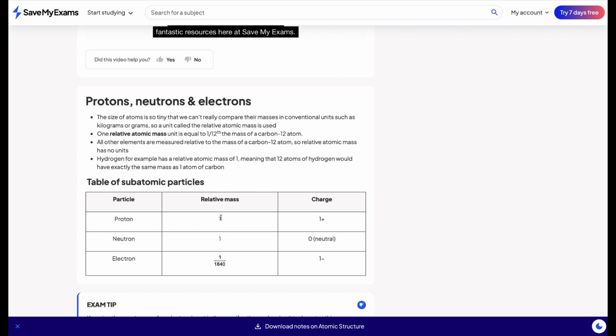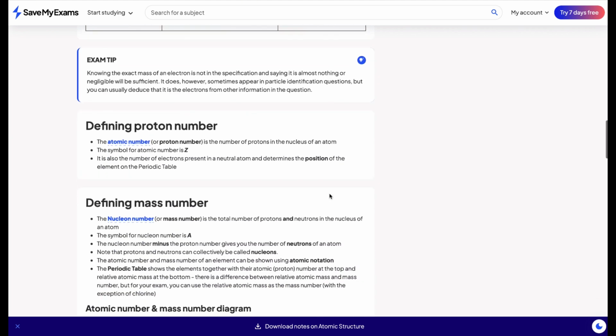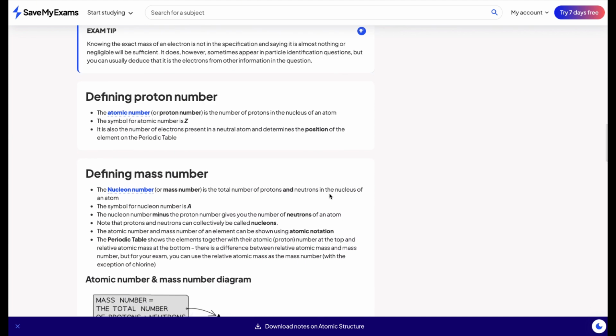So for proton, a relative mass is 1, and the charge is plus 1. Neutron, the mass is also 1, but it has no charge. So charge of neutron is 0. An electron, the mass is 1 over 1,840, like I told you before. And you can also say 1 over 1,850, or you can say 1 over 2,000. It's okay, whichever you say is okay. And the charge of electron is -1. Is that okay? The charge of electron is -1.